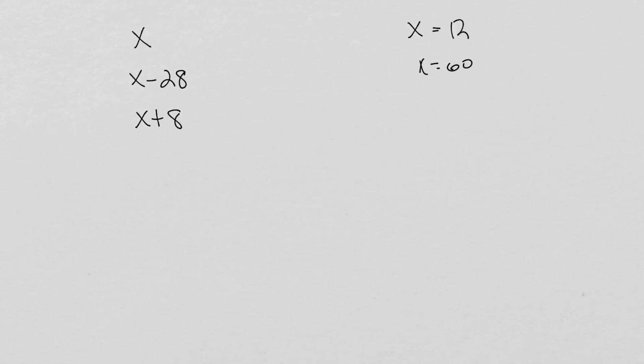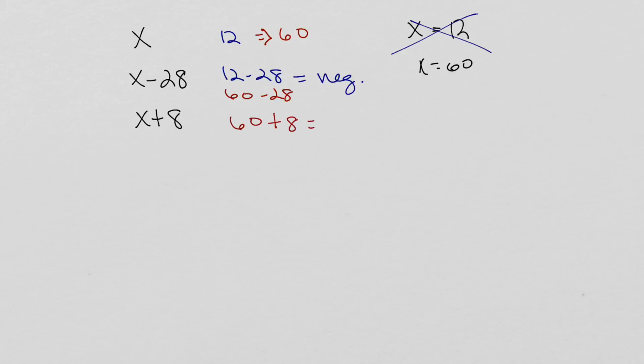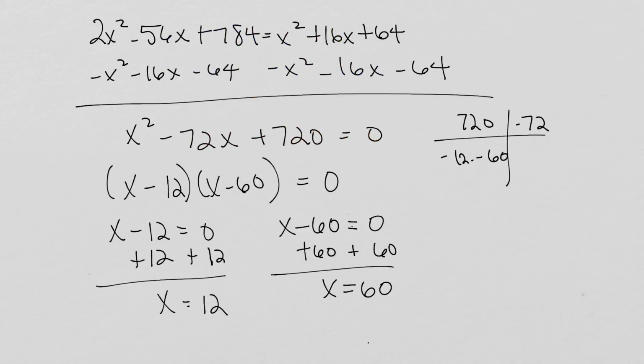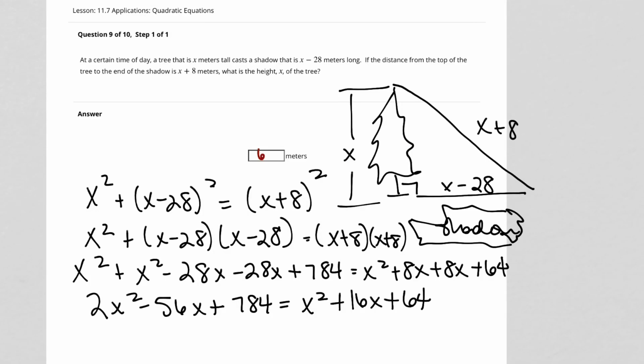So if I plug in 12, 12 minus 28 is going to be a negative number. So I'm throwing out 12 because I can't have negative distance. So now I need to think about X equaling 60. And here I have 60 minus 28, which seems reasonable, and 60 plus 8. So this one is 68, and that one is 32. So our height is 60 meters.